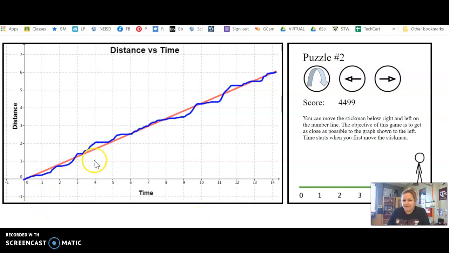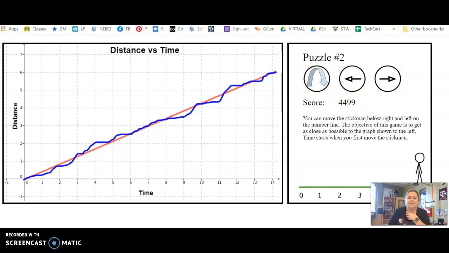But notice I'm trying to match my blue line to the red line, and I do that with my motion of my stickman. So ideally, he was going at a steady pace, unlike my blue line. Okay, so I know that that straight line means that he's going at a steady pace. So keep that in mind. Notice this is my score, and if I think I can do better, which I know I can, but I'm not going to spend your video time doing so, I'm going to hit reset, and I'm going to try again and see if I can beat the score that I got.